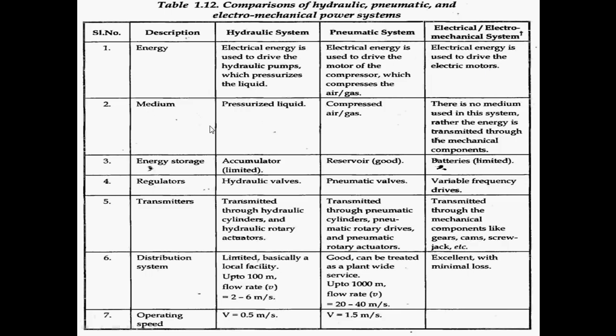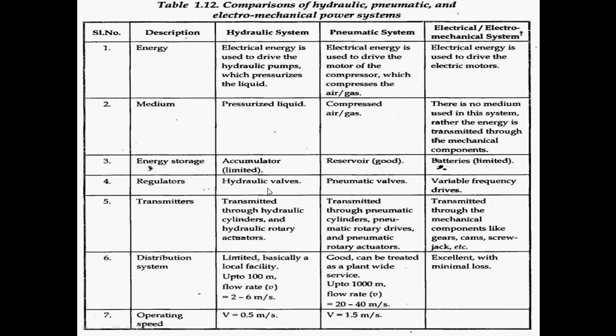Then the media for the hydraulic system is pressurized liquid, and the second is compressed air for the pneumatic system. For the electric system there is no need for energy transmission through a medium, as it is in mechanical components. Then the next parameter in discussion is energy storage. In hydraulic systems we can store energy by the accumulator. In the pneumatic system it is stored in the reservoir, and third, electric energy is stored in batteries. So these are the three different electric storage devices.